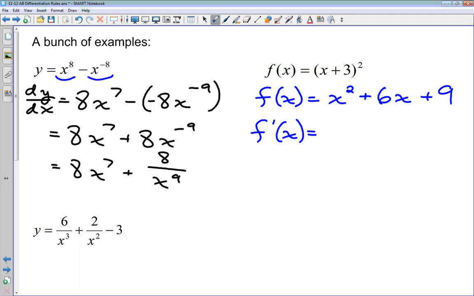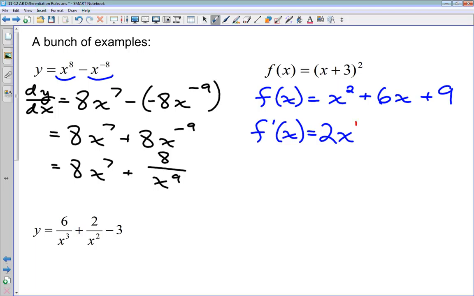So our first term is x squared. Derivative of x squared, we're going to bring down the 2. We're going to have the x. 2 minus 1 just gives us 1. So we don't actually write the 1 there. But we can kind of imagine that there is an exponent of 1 there.